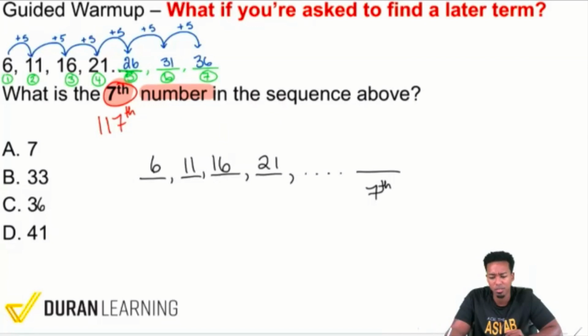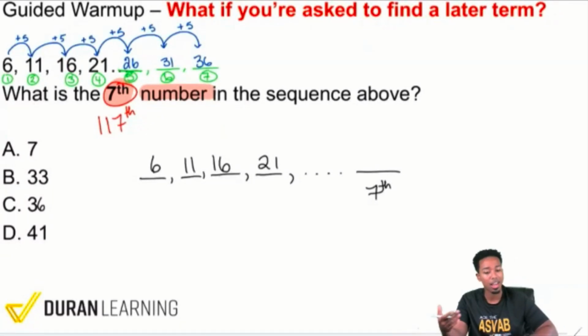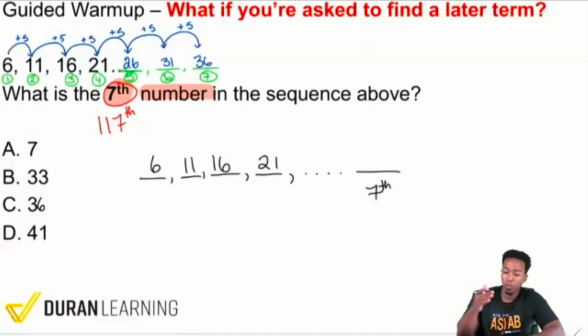5, what do you mean? What? Lay down 5 cards, a draw 4 and Uno. What are you doing? Add 5, right? We add 5 from one term to the next, right? We add 5 from one term to the next. So the rule is going to be adding 5.